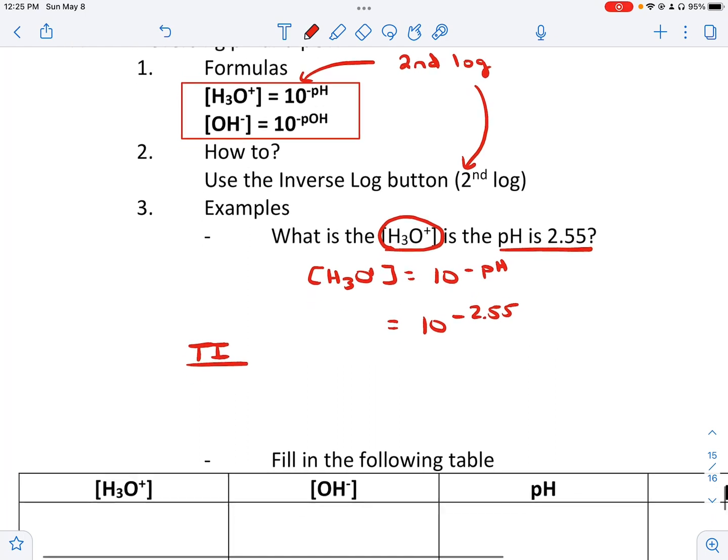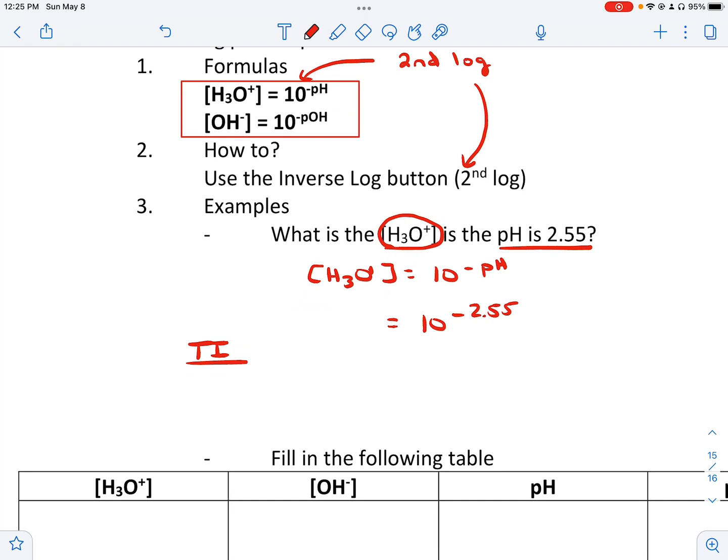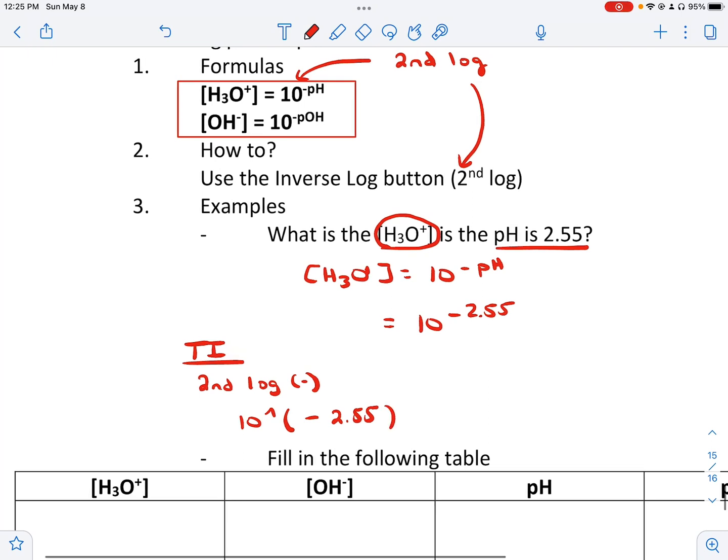On a TI calculator, you're going to hit second log, and then you're going to put the negative sign, not a minus sign. We hit second log, and that should look like 10 to the caret and then a parenthesis. Then we hit our negative. Where's my negative? There it is. Negative, and then in this case, 2.55, and then hit equals.